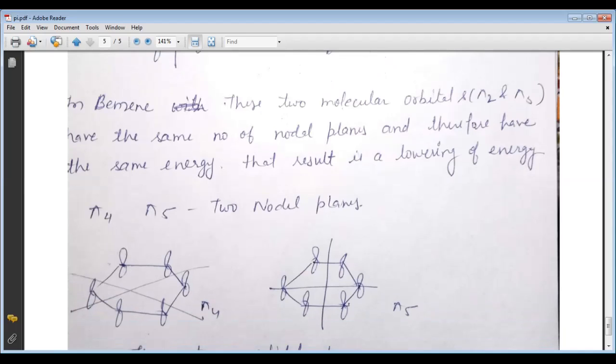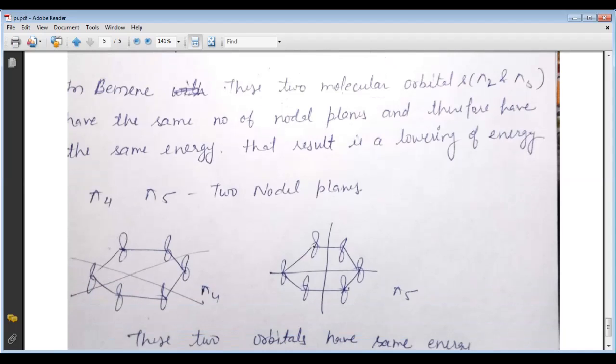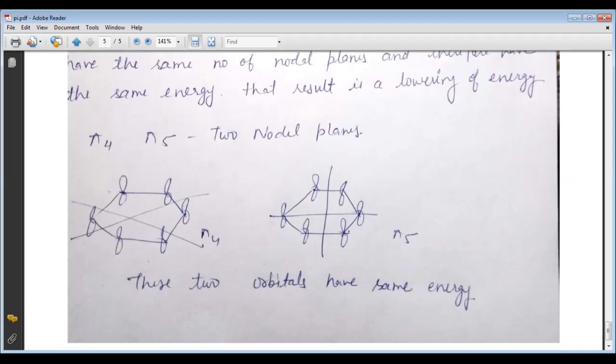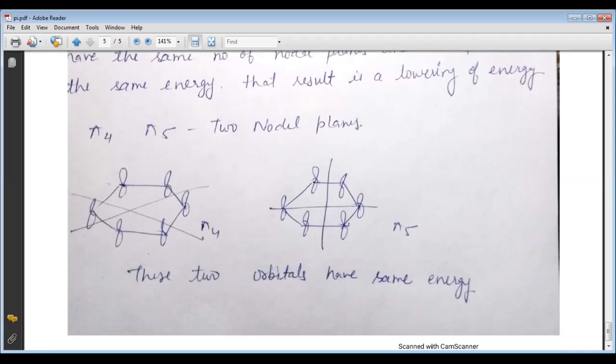And these are the pi 4 and the pi 5. There are the 2 nodes, 2 nodal planes here. So there are the 2 nodal planes present. So these 2 orbitals have the same energy. Okay, so the 2 sets are present which have the same energy. These are the pi 2 and pi 3 which have the same energy, and another set is the pi star 4 and the pi star 5. They both have the same energy here.